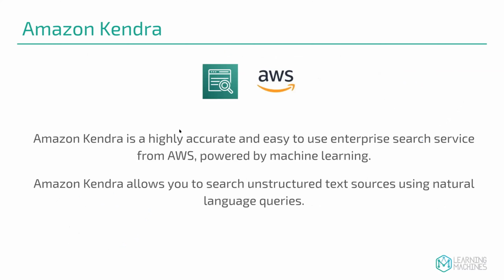Now, Amazon has seen this need to reduce the complexity and to improve accuracy for enterprise searches, and it's introduced Amazon Kendra to solve this problem. Now, Amazon Kendra is a highly accurate and easy to use enterprise search service, and it's powered by machine learning. It was only introduced for general availability in May 2020, so it's only been around for the last month and a half or so. It gives you the ability to search unstructured text sources and to do that using natural language queries, which for most users would be very, very easy to use.